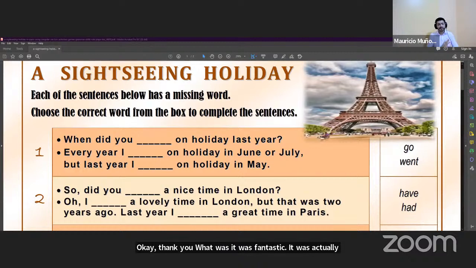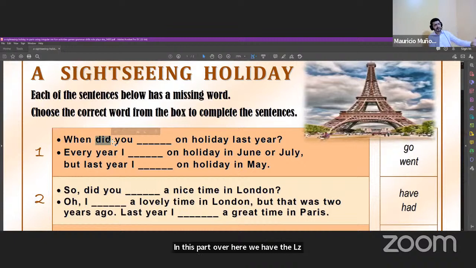But unfortunately, remember in the first line, in this part over here, we have the auxiliary did. Cada vez que tenemos did, Miss Guadalupe, ¿qué forma utilizamos del verbo? ¿Presente o pasado? El presente lo iba a corregir, pero me dijo. Okay, no problem. That's correct. The other one was actually perfect.